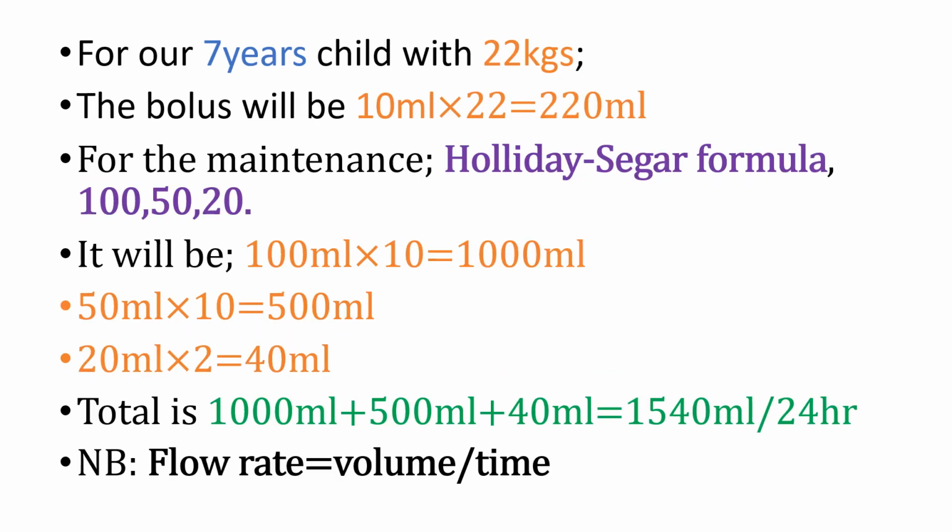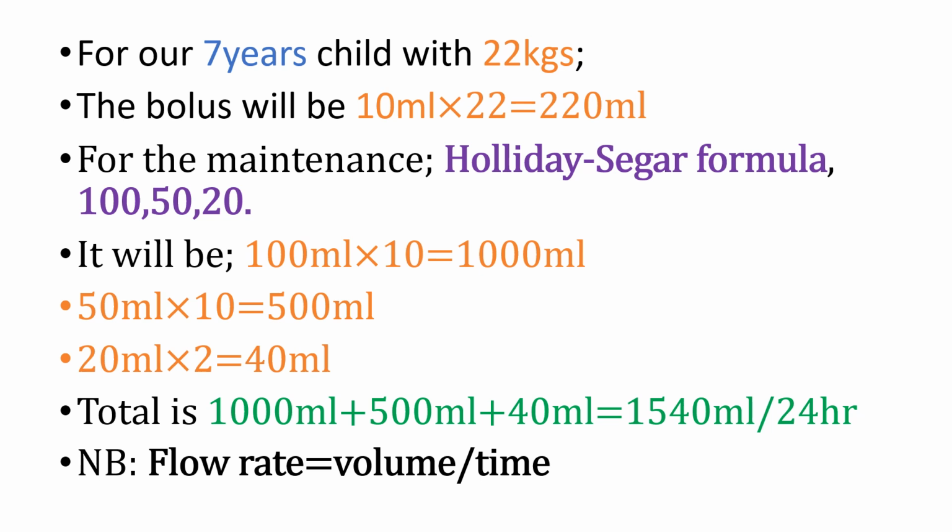For a 7-year-old child who is 22 kgs, the bolus will be 10 ml multiplied by 22, you get 220 ml. For the maintenance, we still go back to our Holliday-Segar formula, which is the rule of 100, 50 and 20. The first 10 kgs by 100, we get 1000 ml. The second 10 kgs multiplied by 50, we get 500 ml. The remainder, which is 2, we multiply by 20, we get 40 ml.